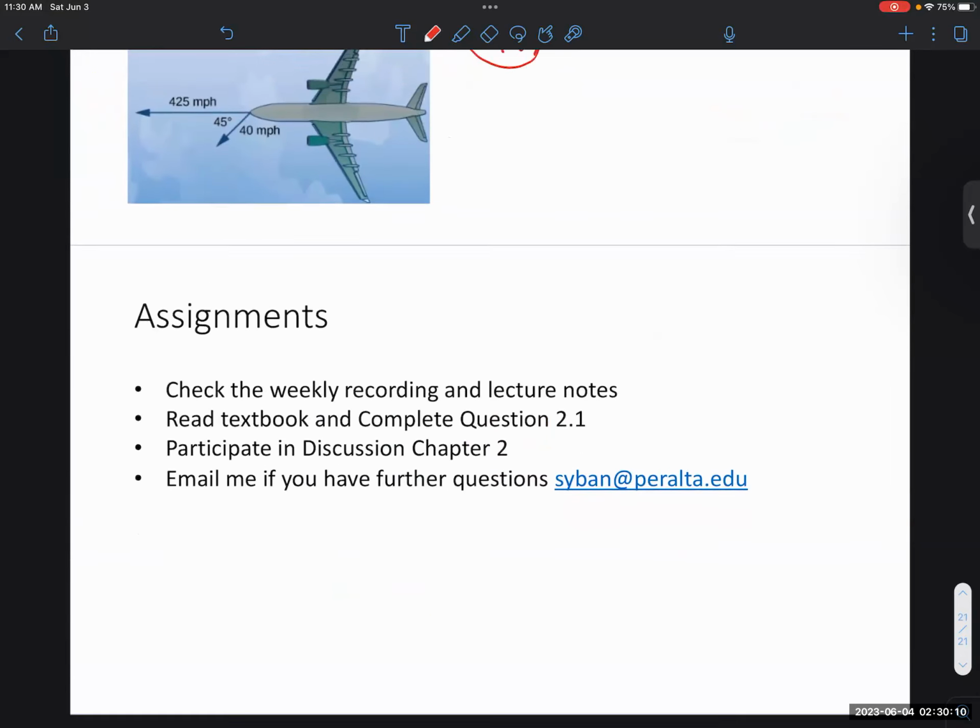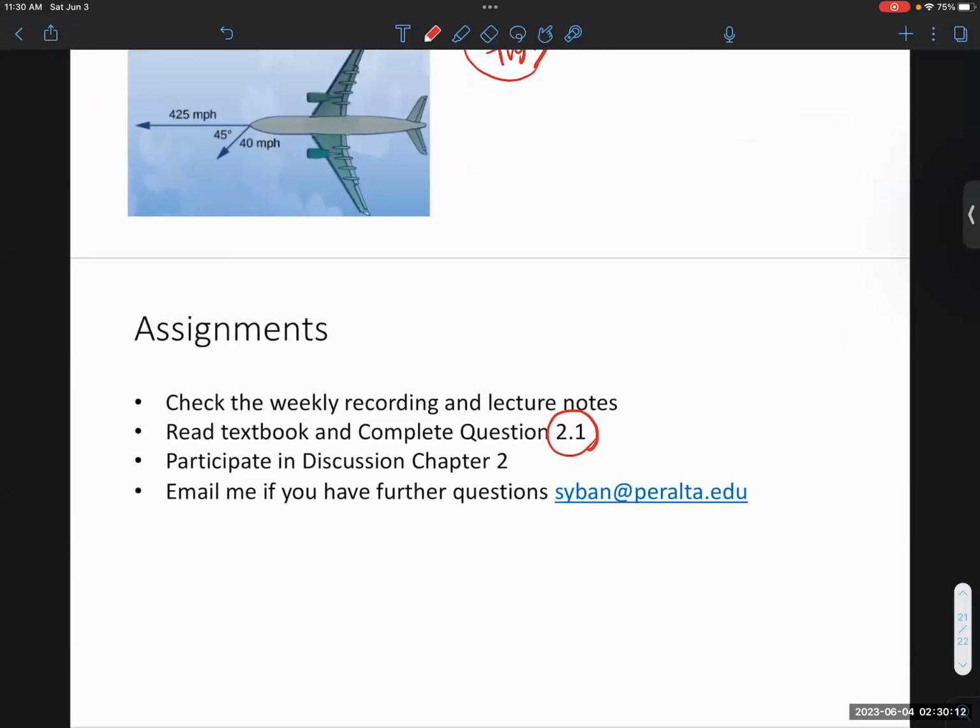So that's all about 2.1. We just introduced the concept of vectors. There were a couple of terminologies and a couple of words you can think about. We're going to continue to talk about vectors in the next video.